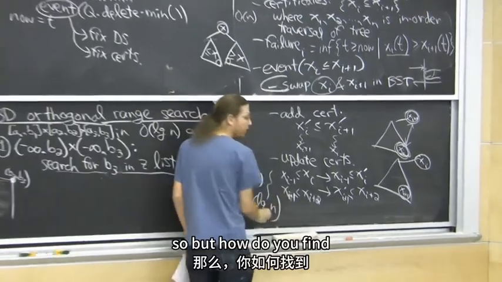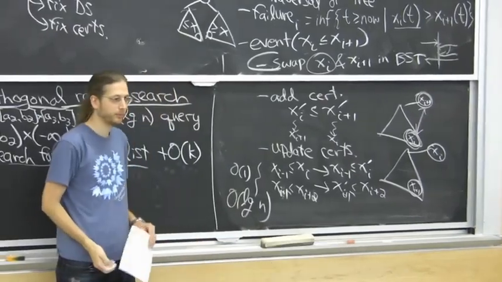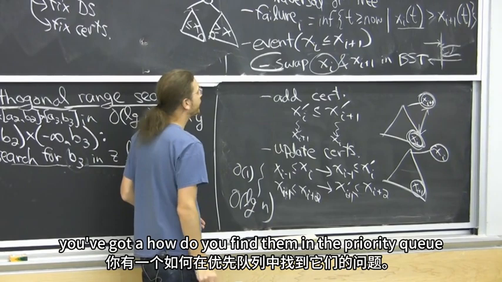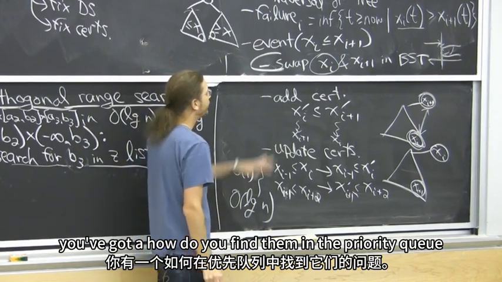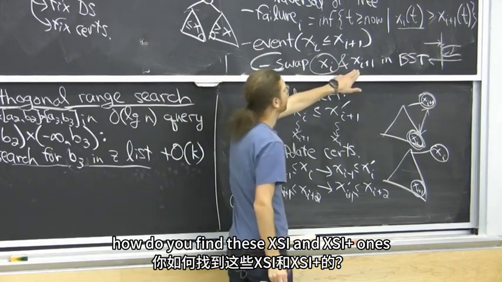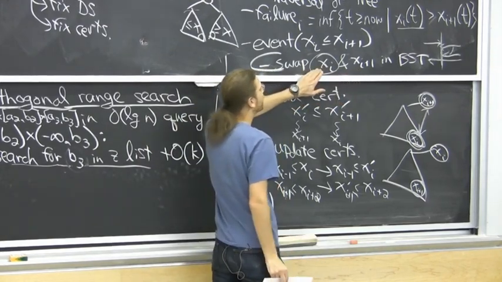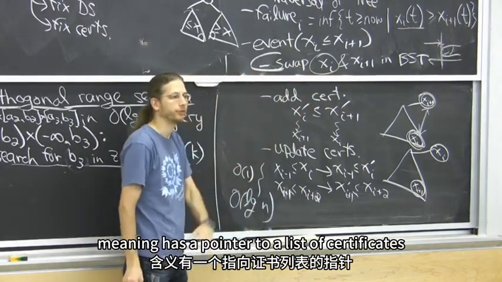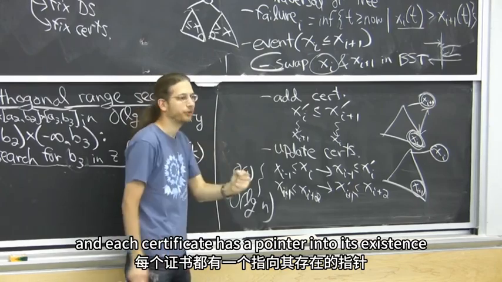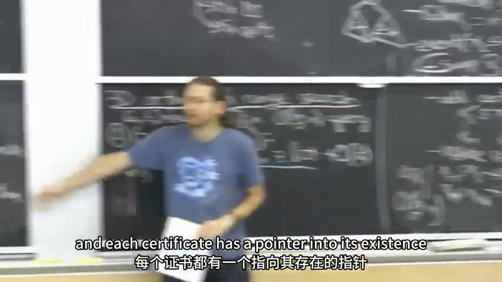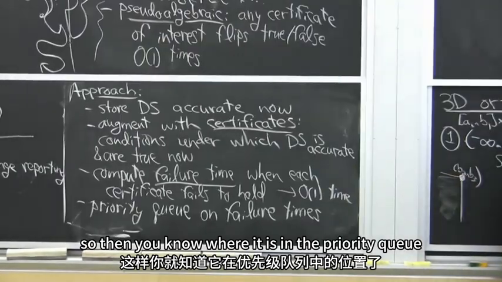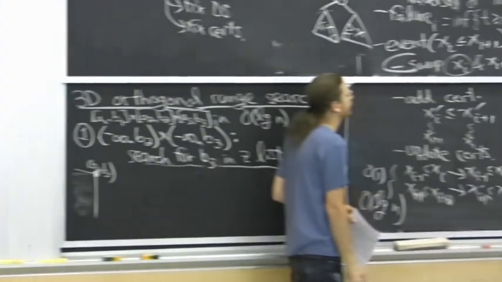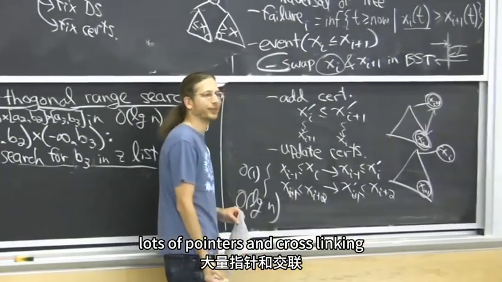Yeah, question. But how do you find the things that you just changed in the priority queue of the failure times? How do you find these xi's and xi plus 1s? Every point knows what certificates it's in, meaning it has a pointer to a list of certificates it's in. There's only 2 of them. And each certificate has a pointer into its existence in the priority queue. So then you know where it is in the priority queue and you can rip it out. Lots of pointers and cross-linking.